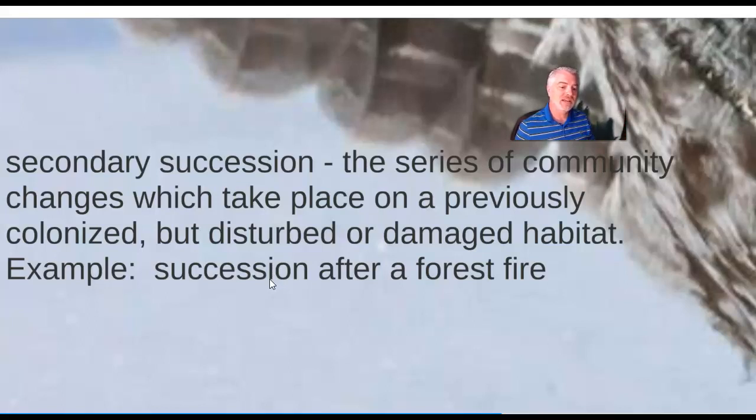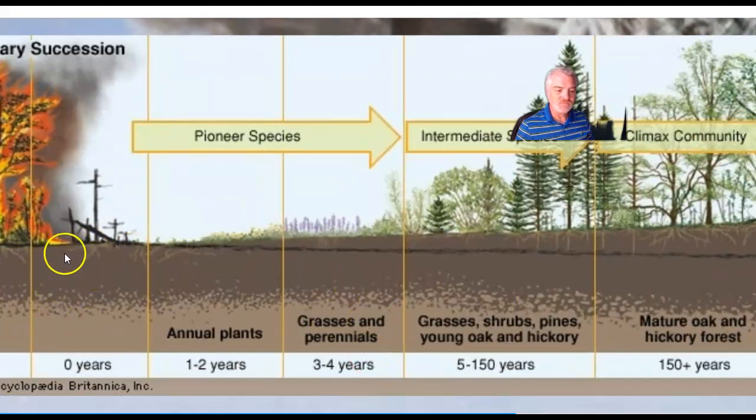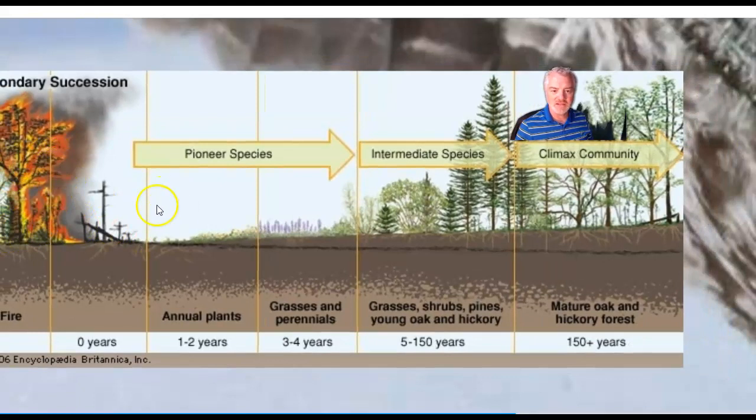Now the key to secondary succession is this idea that it takes place in a previously colonized area. So that previously colonized area has one key feature that primary succession did not have. What do you think that might be? I'm sure you guessed it right. It is soil. Notice in this picture here, you don't have the bare rock. In secondary succession, this one occurring after a forest fire, the forest fire wipes out the forest, but it doesn't wipe out the soil. So you still have soil.